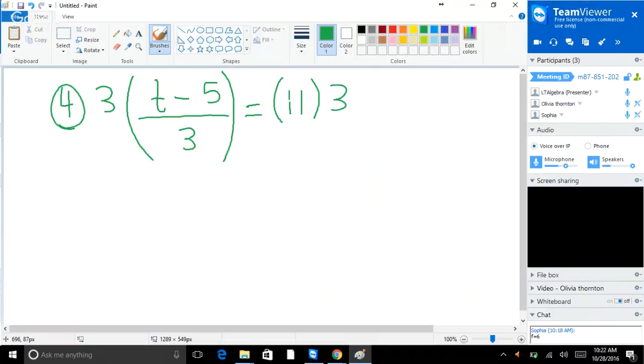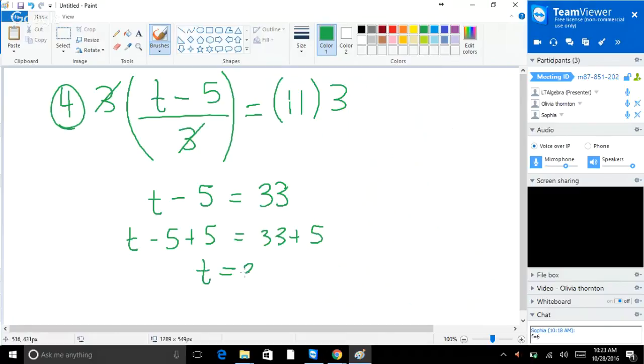Well, I have 3 times t minus 5 divided by 3, and I get to cross out being divided by 3. That's a major bonus because I don't have to deal with fractions then, right? So I'm just left over with t minus 5 equals 33. So now this is easy, right? How do we solve for t? Right now it's being subtracted by 5, so add 5, right? t equals 38.